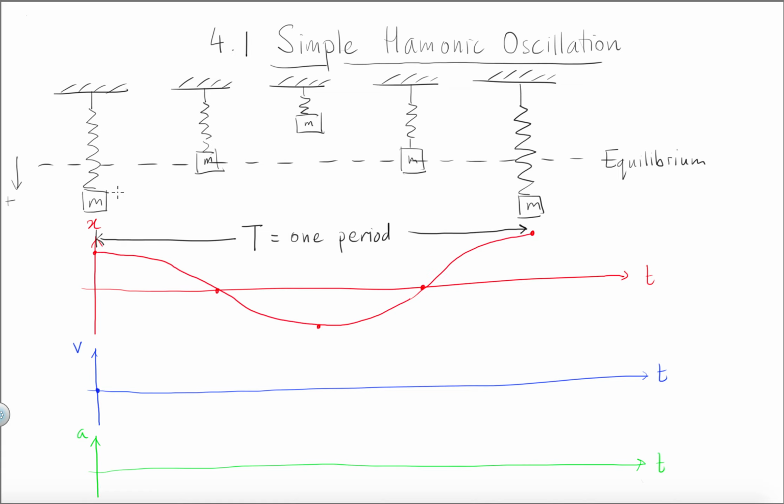Now if we look at the acceleration time graph, since acceleration is the instantaneous gradient of the velocity time graph, here where we have a minimum or a maximum in the velocity graph, we're going to have zero in the acceleration. So we have zero here and here, and the acceleration is maximum and negative here, maximum and positive here, and maximum and negative again here.